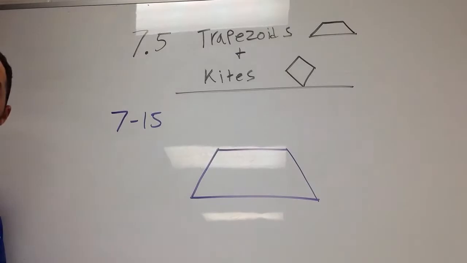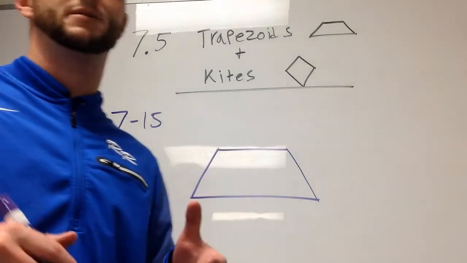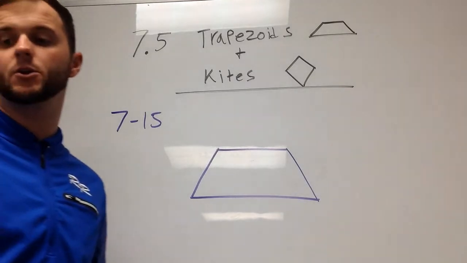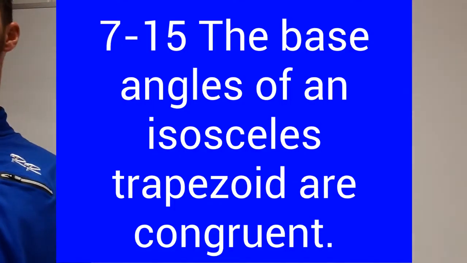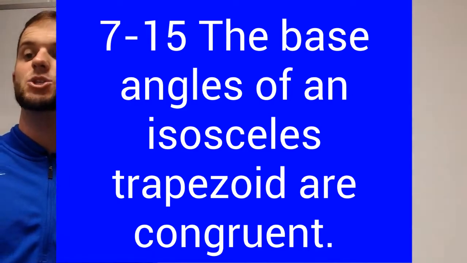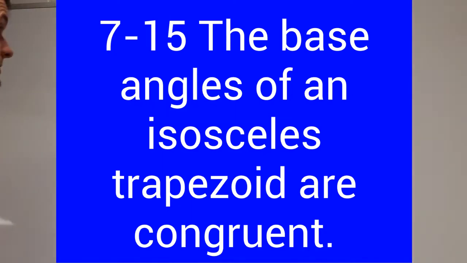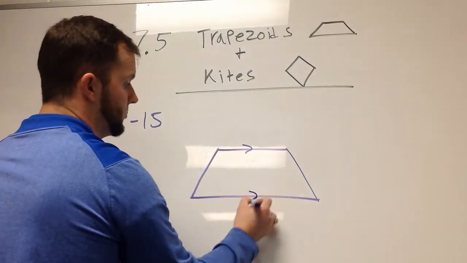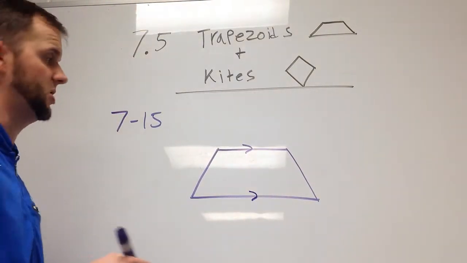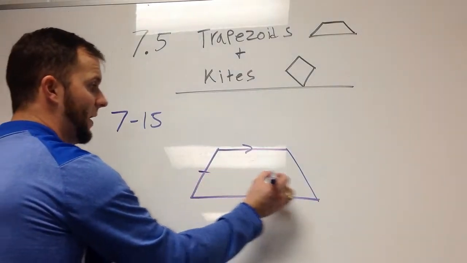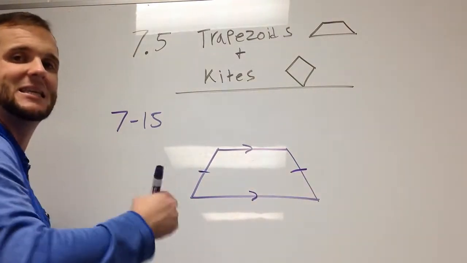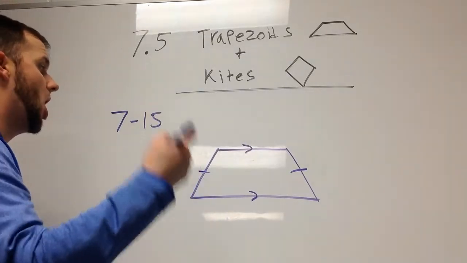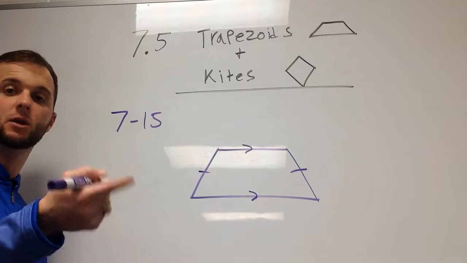Alright, the first theorem that we're going to look at has to deal with just trapezoids. We're going to be looking at theorem 7-15. And what it states on your notes is, the base angles of an isosceles trapezoid are congruent. So for instance, if we have a trapezoid here, I know that these two lines right here are going to be parallel to each other. And then if these two lines right here are congruent to each other, then that makes this an isosceles trapezoid. And when that happens, it tells me all of my base angles are going to be congruent to each other.